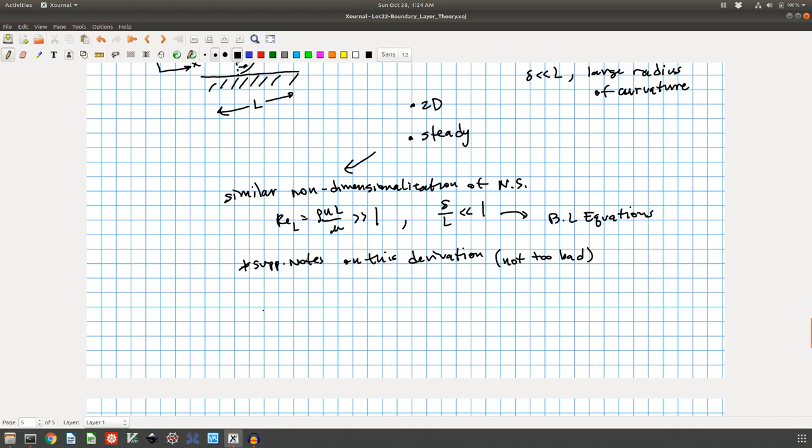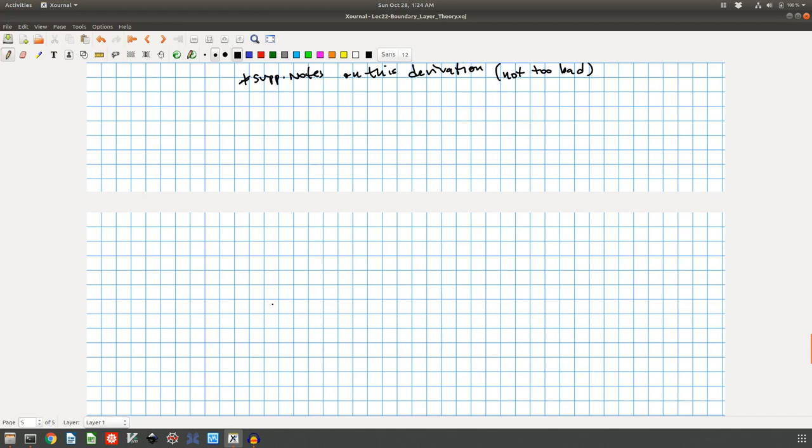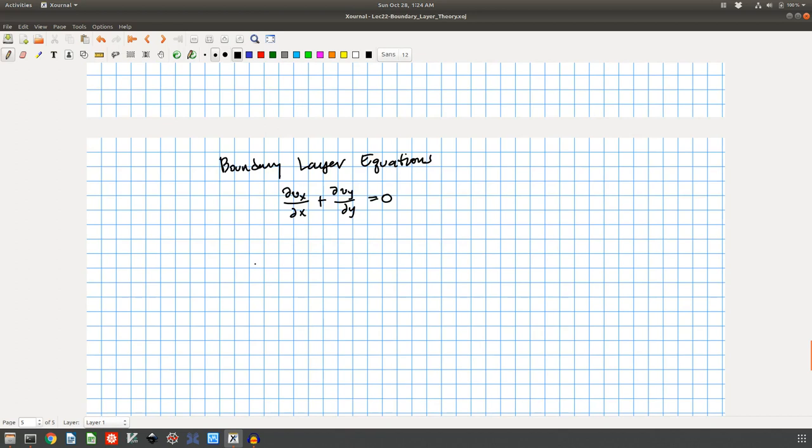So let me see. I'm going to scroll down. So these are the boundary layer equations. First is the 2D continuity equation in Cartesian coordinates: dvx/dx plus dvy/dy equals 0. That's the first. The second of the boundary layer equations comes from an x momentum equation.